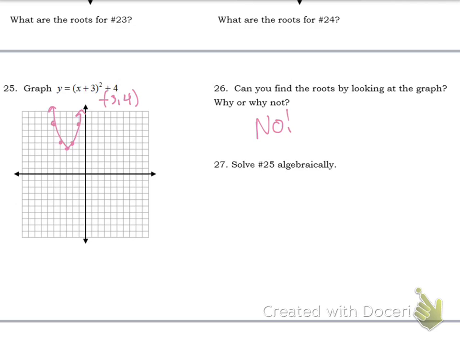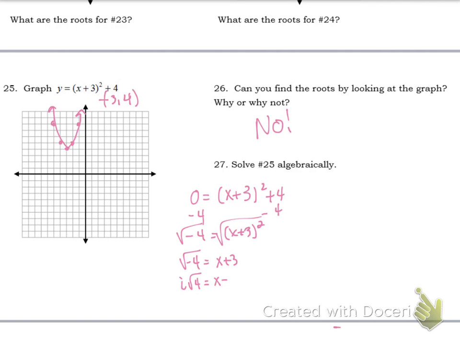Solve algebraically. So that means we set it equal to 0 and we solve it. So 0 equals x plus 3 squared plus 4. So I'm going to subtract 4. Opposite of squaring is square rooting. So I got square root of negative 4 equals x plus 3. To get rid of it, we have to do the i. And then the square root of 4 is 2.